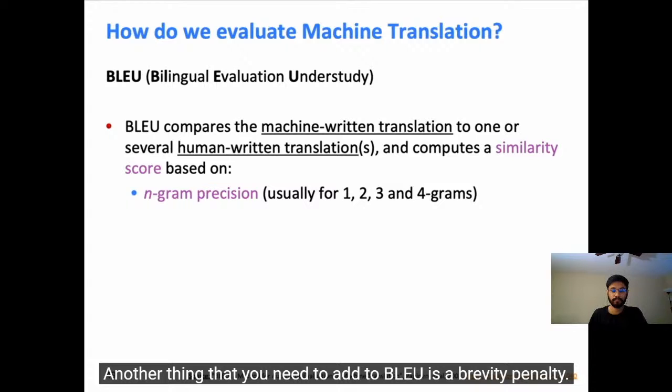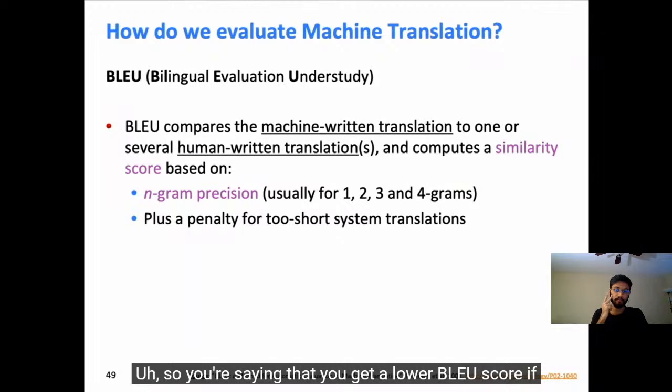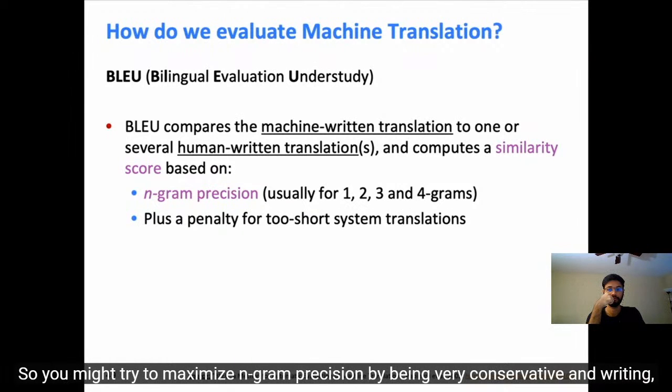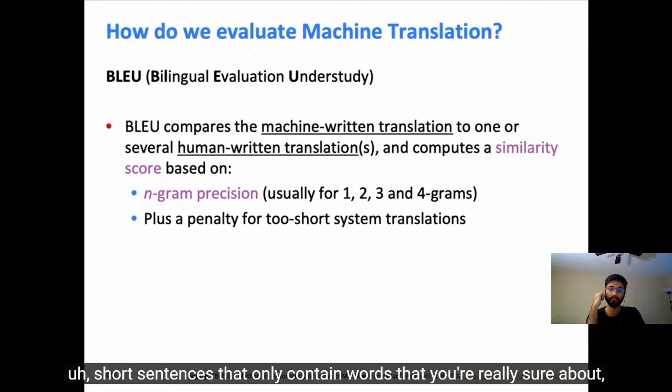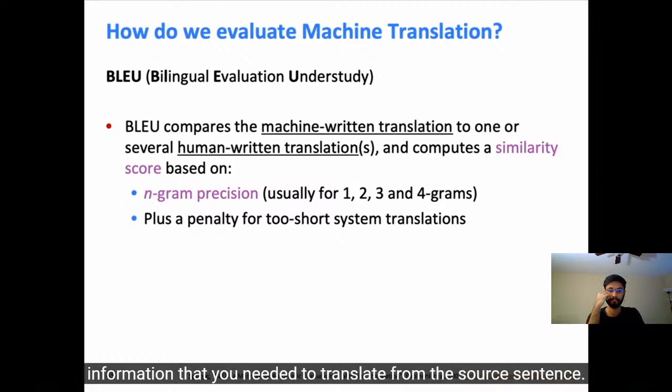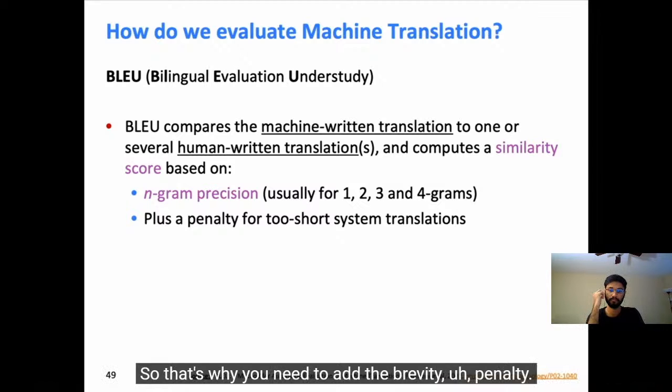Another thing that you need to add to BLEU is a brevity penalty. So you get a lower BLEU score if your system translation is significantly shorter than all of the human-written translations. The reason why you need to add this is because n-gram precision alone doesn't really punish using fewer words. You might try to maximize n-gram precision by being very conservative and writing short sentences that only contain words that you're really sure about, and then you get a good precision score. But this doesn't make a good translation because you're probably missing a bunch of information that you needed to translate from the source sentence. So that's why you need to add a brevity penalty.